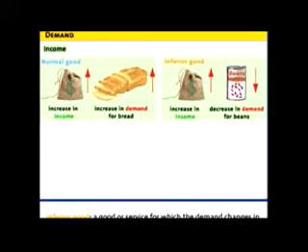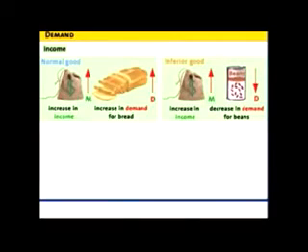So the effect of income, ceteris paribus, depends on whether the good is a normal good or an inferior good. A normal good, an increase in income, leads to an increase in the quantity of the good demanded. An inferior good has exactly the opposite effect. An increase in income leads to a decrease in the quantity of the good demanded.